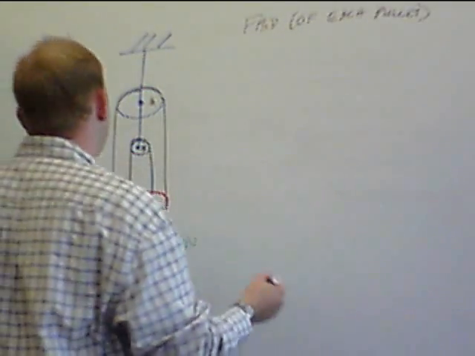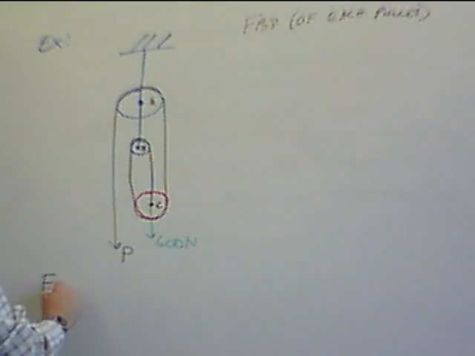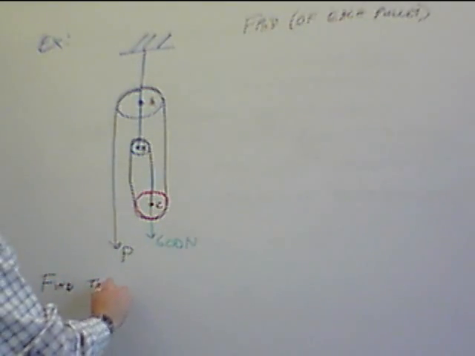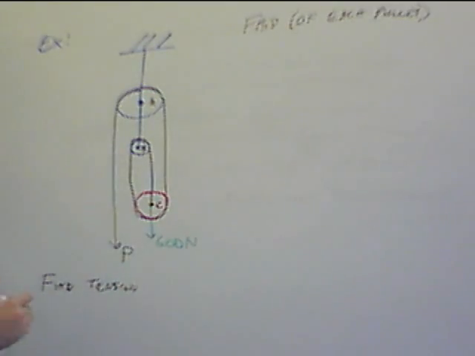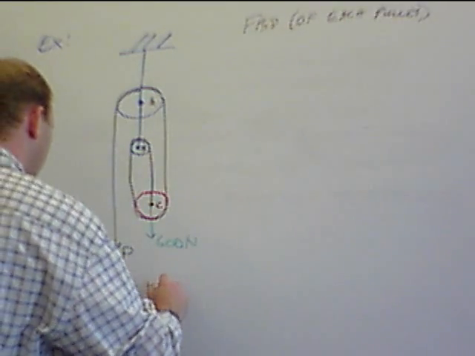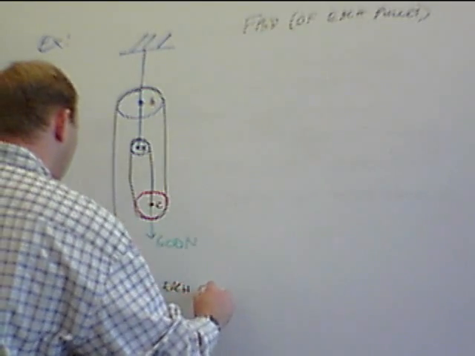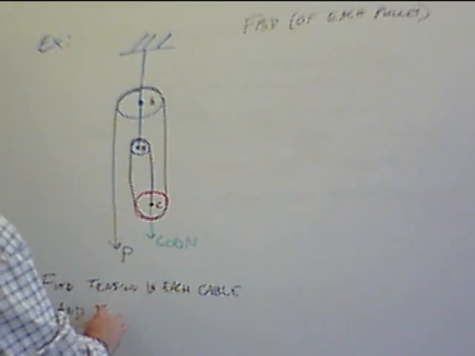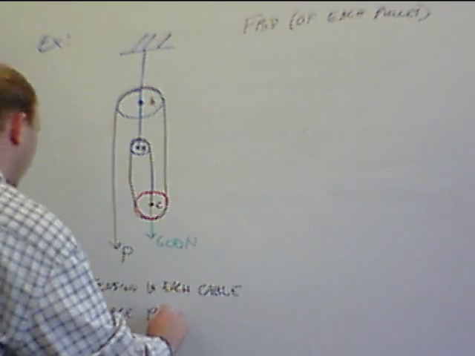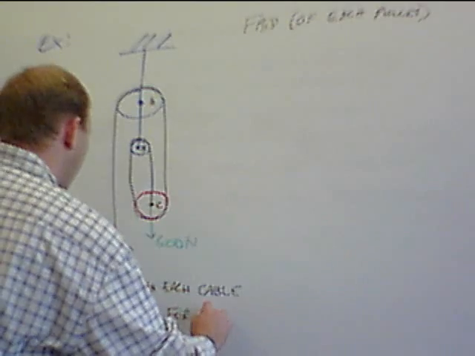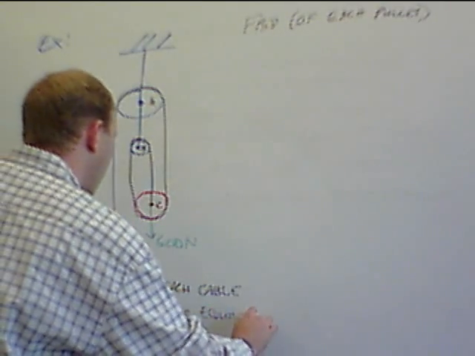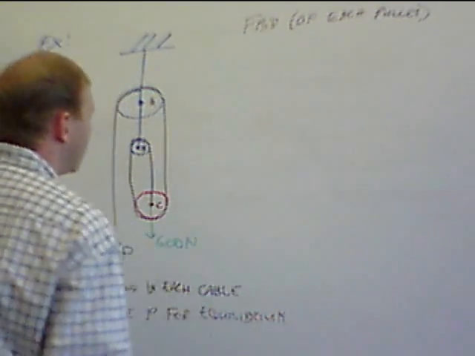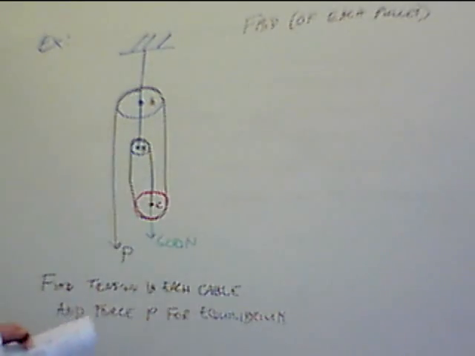I'll give the instructions here. Find the tension in each cable, and force P for equilibrium. It almost doesn't matter what they're asking. A problem like this, you're going to split it into each piece and draw the free body diagrams. So I'll go ahead with that.